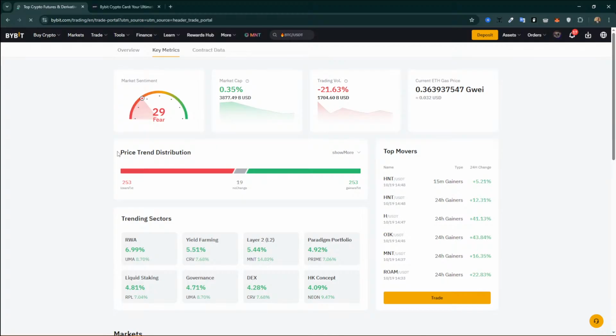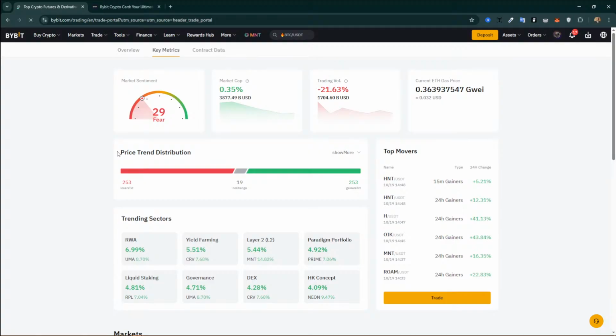Now, before we jump into the trading portal, there is this tab here that we opened up that I wanted to show you before we proceed. This is, I think, under tools. I think it's under finance. Yeah, it's under finance, ByBit card. But let's take a look at it right now.